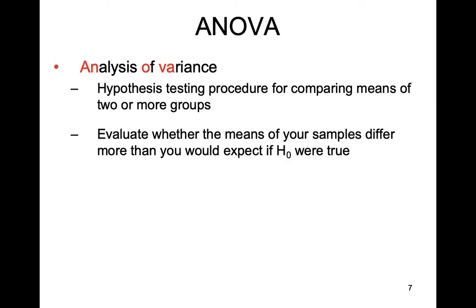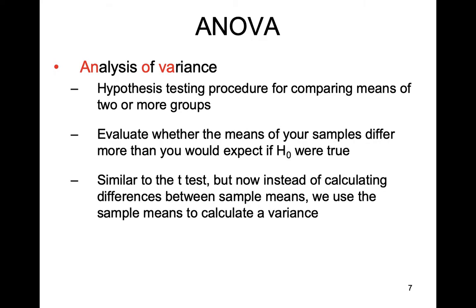What we do with analysis of variance is we're going to evaluate whether the means of our samples differ more than we would expect them to differ if the null hypothesis is true. Recall that in a null hypothesis, the typical prediction is that there's no effect. And so in the case of looking for differences between three means, the null hypothesis would be that there's no difference between those three means. Those means are the same. They're equal to one another.